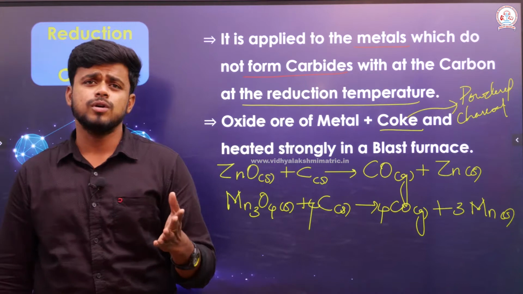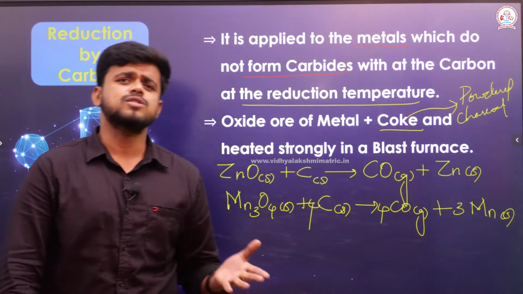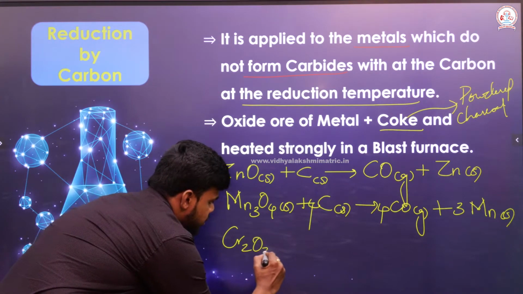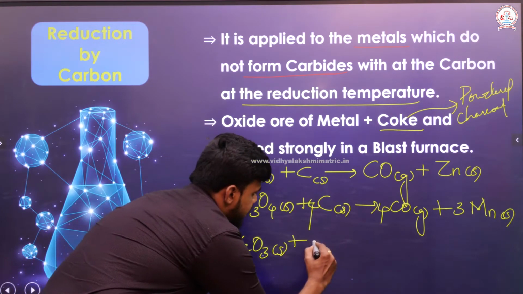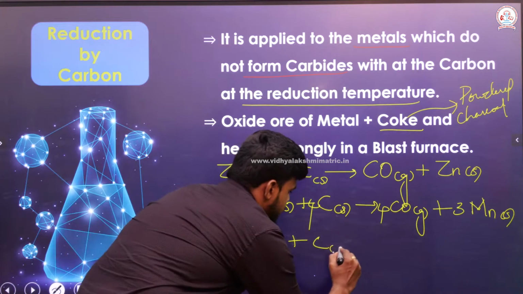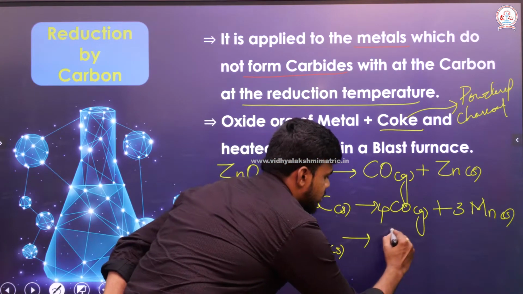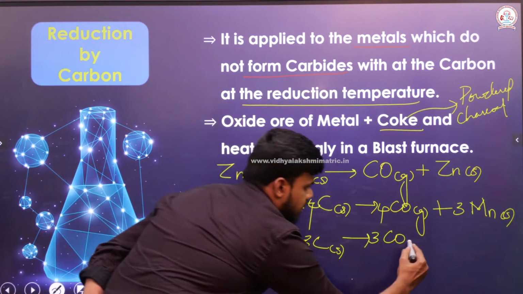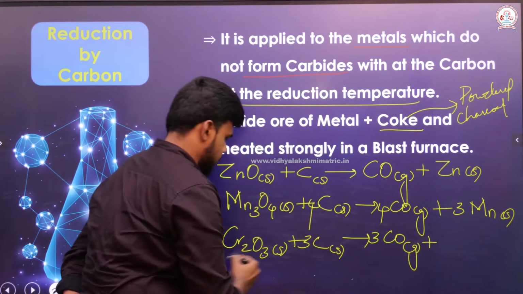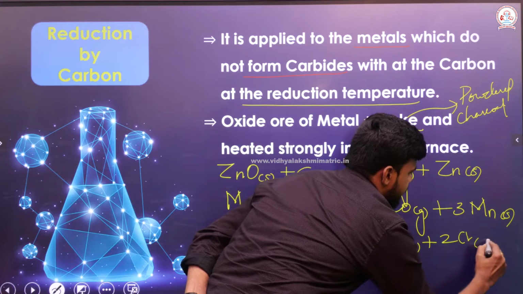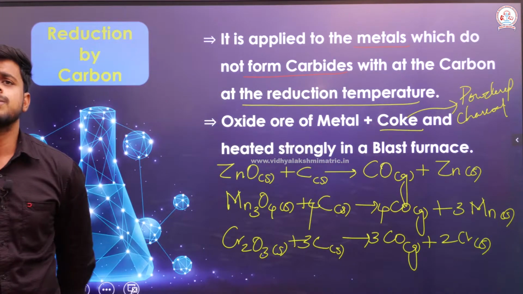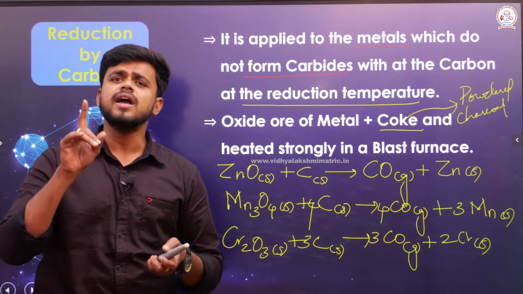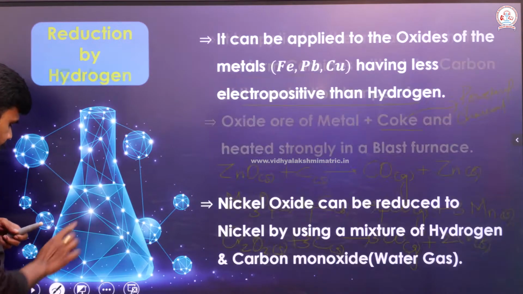Similarly, you can also use carbon to reduce chromic oxide, Cr2O3. If it is Cr2O3 in the solidified form, it will be treated with solid carbon, which will be removed as carbon monoxide, 3 moles to 3. Along with that, we will be getting 2 moles of chromium as a product. So, this is a process through which a reduction can be done with the help of carbon.